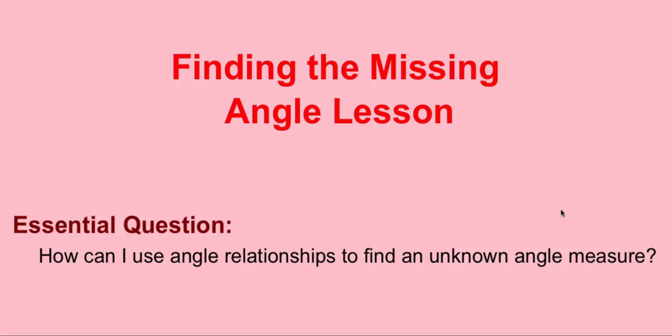Welcome to our second lesson in our geometry unit. This is finding the missing angle. Our essential question is, how can I use angle relationships to find an unknown angle measure?